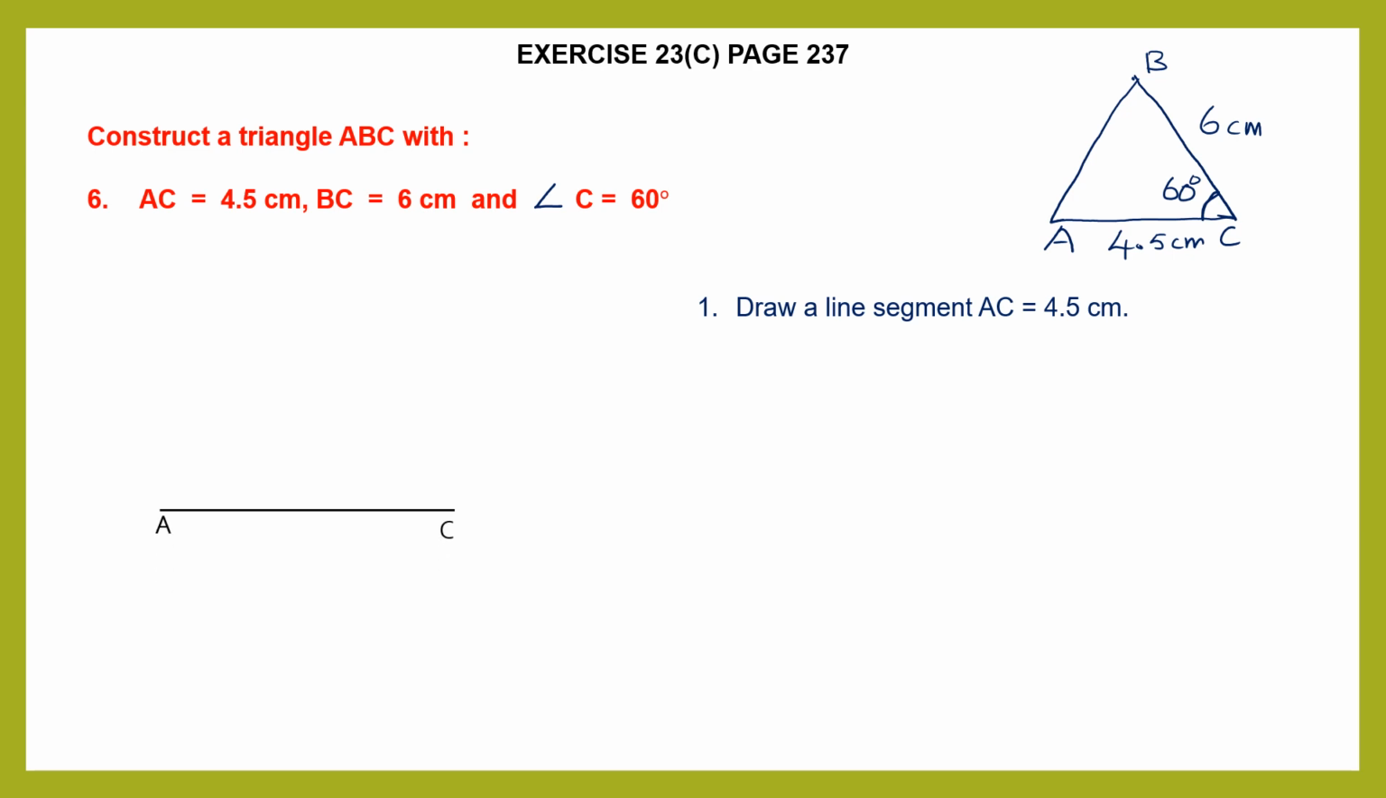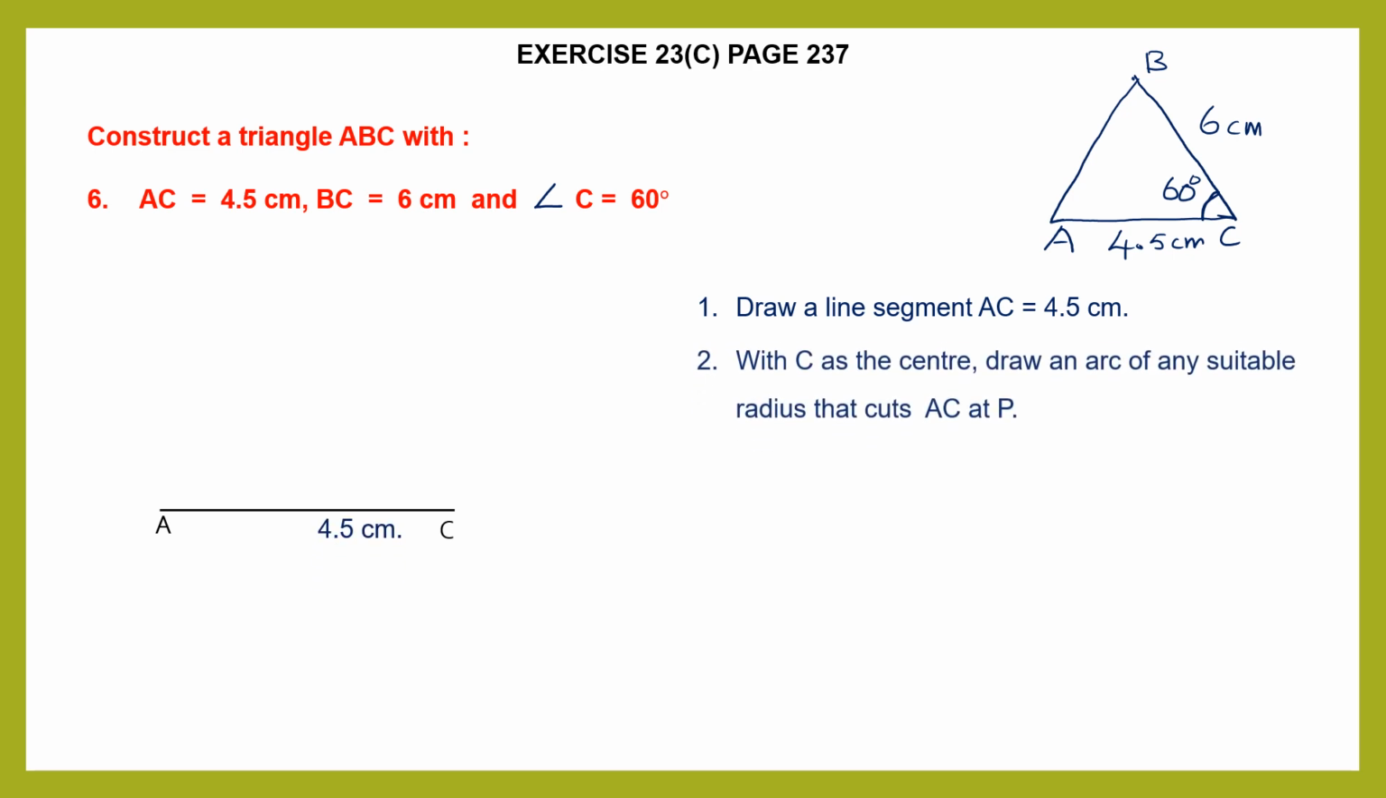So let's mark it AC and the measurement is 4.5 centimeters. Now, with C as the center, draw an arc. What we're trying to do is first construct the 60-degree angle. So for that, we're going to take the center as C and we're going to take our compass, place it on C and draw an arc. This is a regular 60-degree construction. So use your compass and do this.